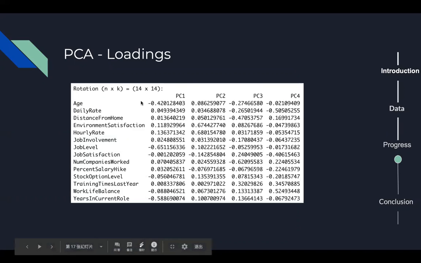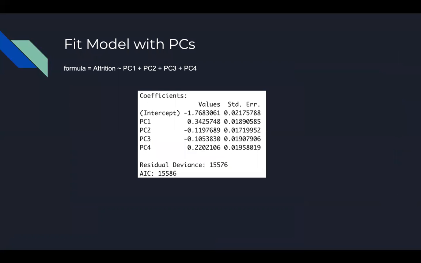So this is basically the relationship, or the formula, between all these variables and PC1, and the same for PC2, PC3, PC4. So let's go further. Because our goal is to predict and to find which component or factor contributes more strongly to our target variable, attrition, I made a model with the PC components and made attrition the response variable. So we have the result here.